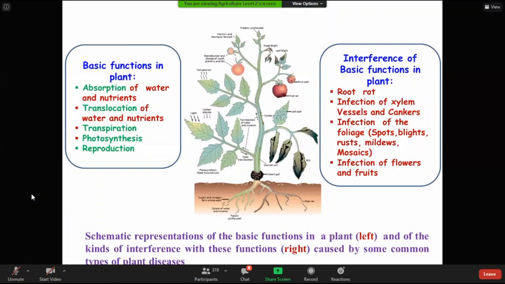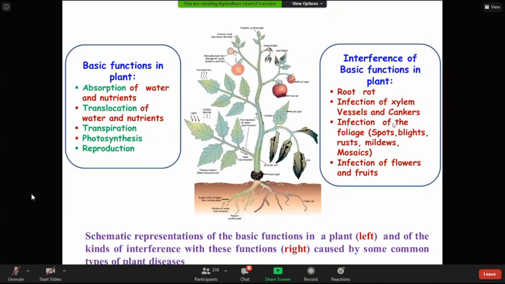Okay? And some pathogens attack vascular systems. For example, bacterial wilt or something wilt or some disease called canker. You will learn day by day. So wilt and canker basically infect the xylem vessel. Xylem vessel, hello. If the xylem vessel is infected, then translocation is disturbed. I mean the translocation of water and nutrients is interrupted. And then also the transpiration.